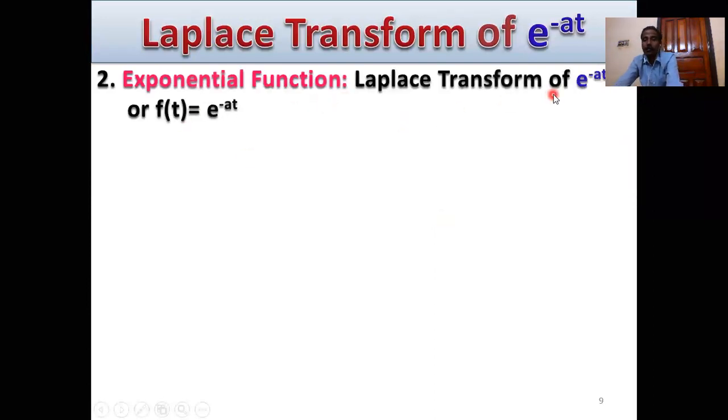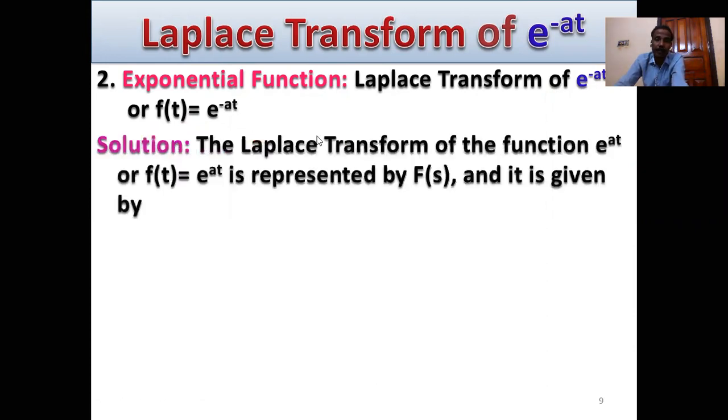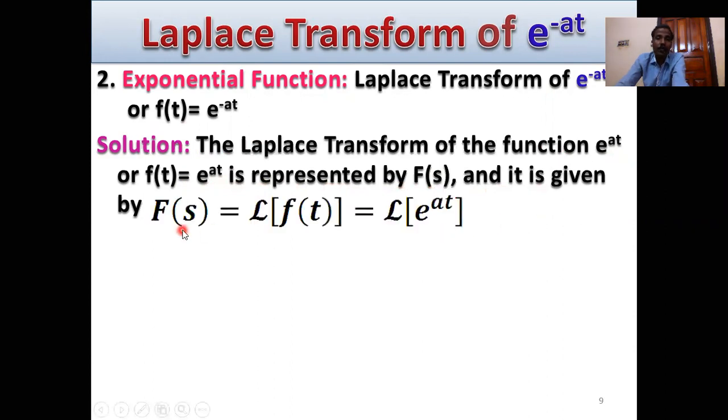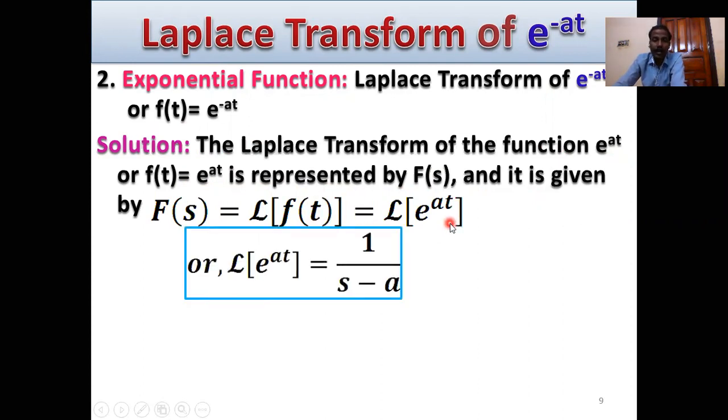Exponential function: Laplace transform of e to the power minus at, or f of t equals e to the power minus at. What is the Laplace transform? The Laplace transform of the function e to the power at, or f of t equals e to the power at, is represented by F of s, and it is given by F of s equals the Laplace transform of f of t equals the Laplace transform of e to the power at, equivalent to what?